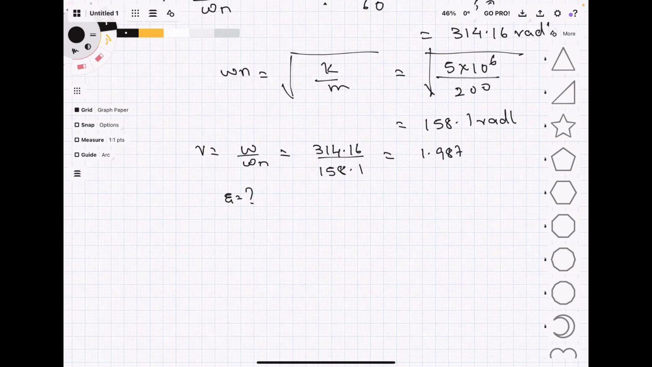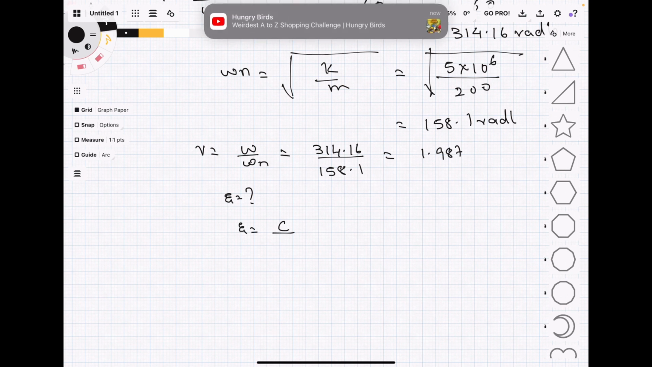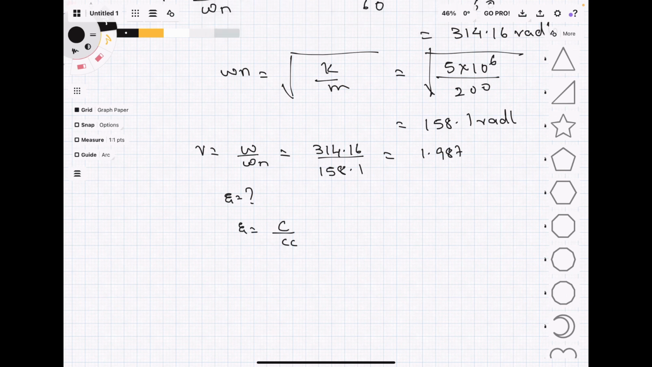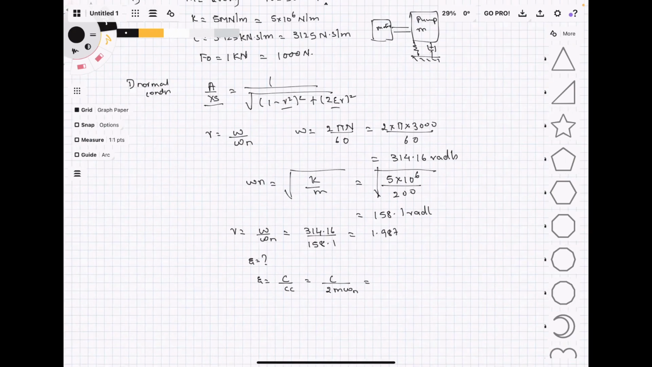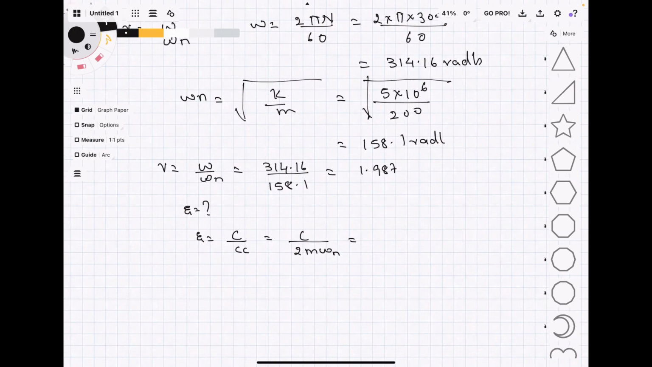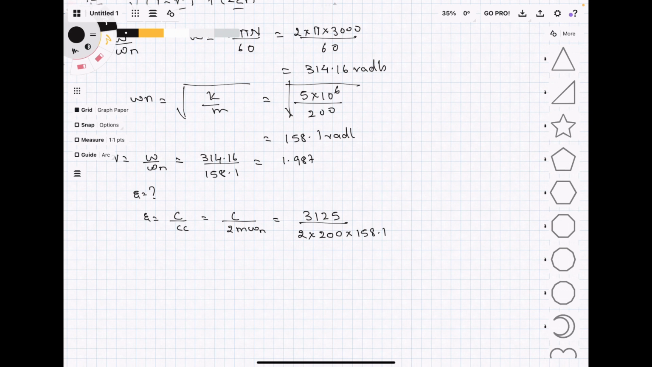Already we know that zeta is equal to c by cc. c is given, cc is nothing but 2m omega n. So c value is given as 3125 divided by 2 into 200 into 158.1, the omega n value. So you will be getting the damping factor as 0.0494. So 0.0494 is the zeta value.